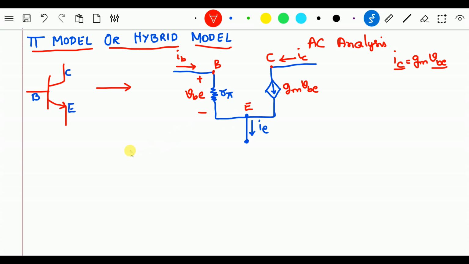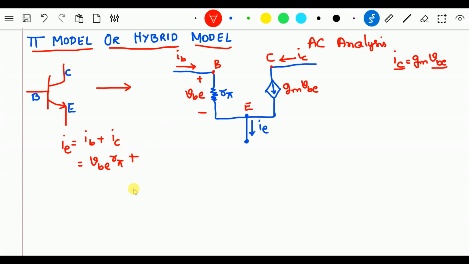Now if I write the equation for IE in this pi model, my IE will be equal to small ib plus small ic. The base current can be written as voltage divided by resistance, which is small VBE over R pi, added with, we know that IC equals GM into VBE.